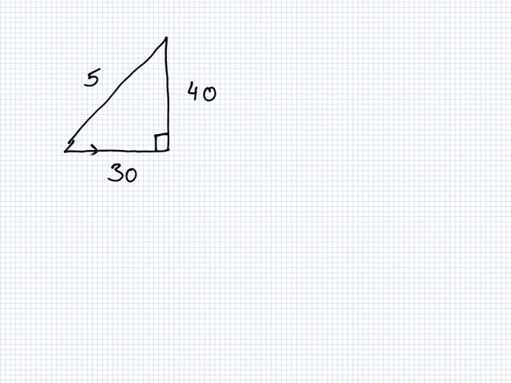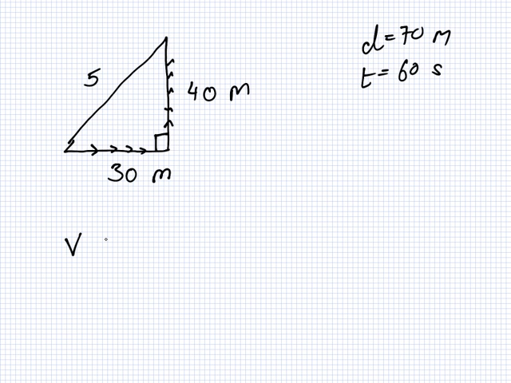So she walked along here for 30 meters, then she walked along here for 40 meters. So that means she walked a distance of 70 meters. And what am I asking? Oh, and the time is 60 seconds. And what am I asking you for? Her average velocity. Okay, so her velocity basically.